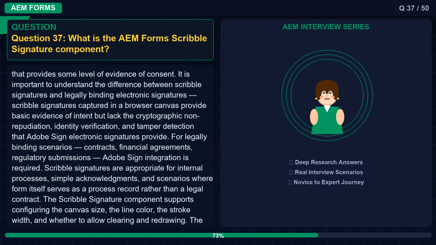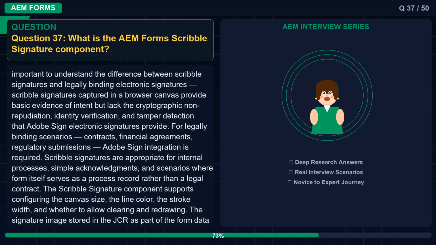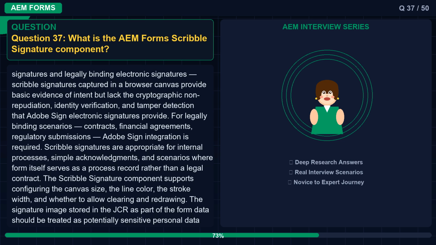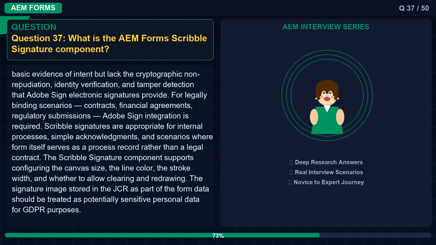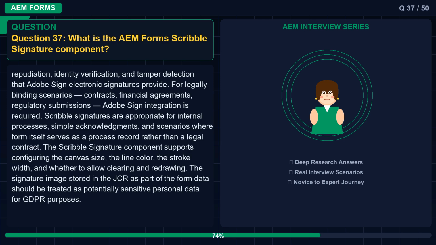Scribble signatures are appropriate for internal processes, simple acknowledgements, and scenarios where the form itself serves as a process record rather than a legal contract. The Scribble Signature component supports configuring the canvas size, the line color, the stroke width, and whether to allow clearing and redrawing. The signature image stored in the JCR as part of the form data should be treated as potentially sensitive personal data for GDPR purposes.